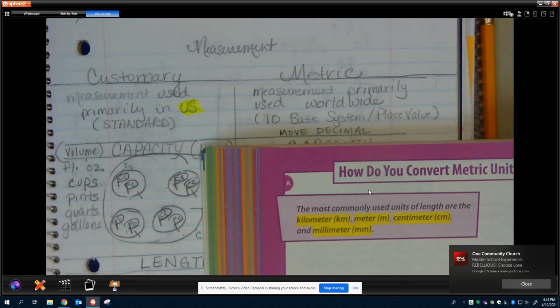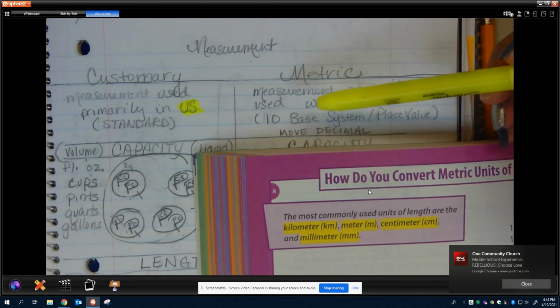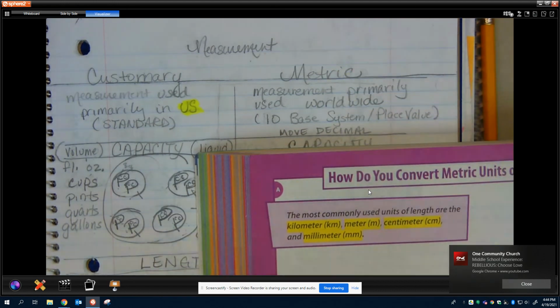Hi guys, welcome back. We are going to learn about the metric unit this week and making conversions using the metric system. We talked briefly last week about our metric system being the primary measurement system that's used worldwide.